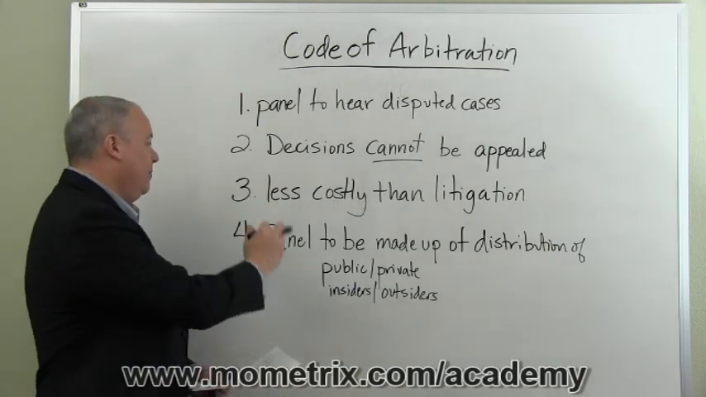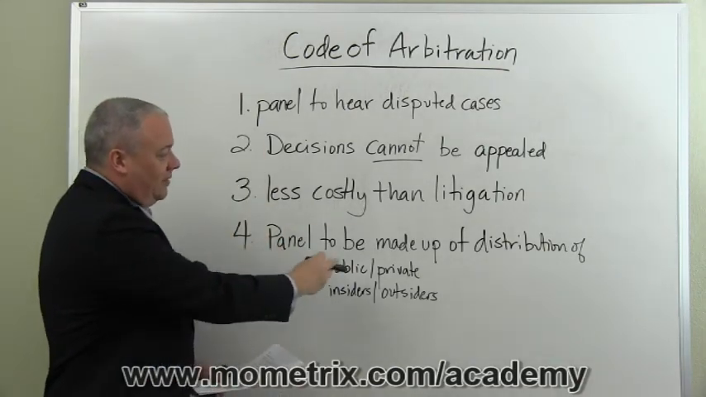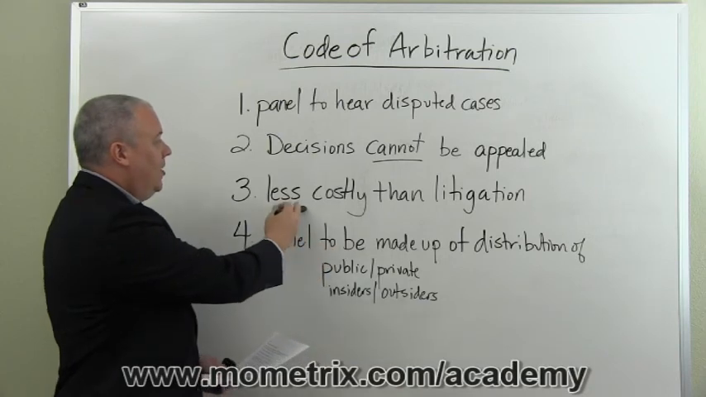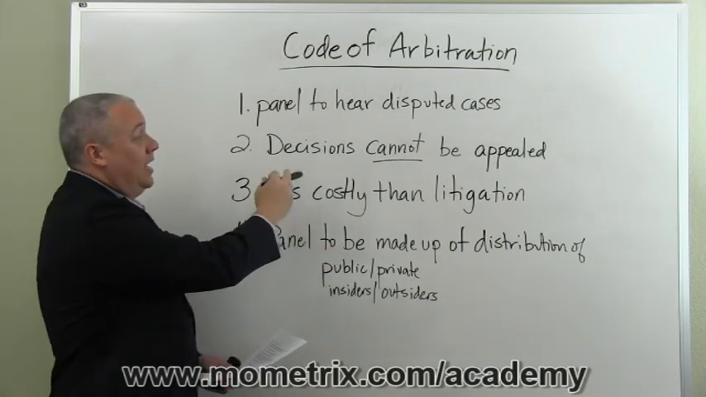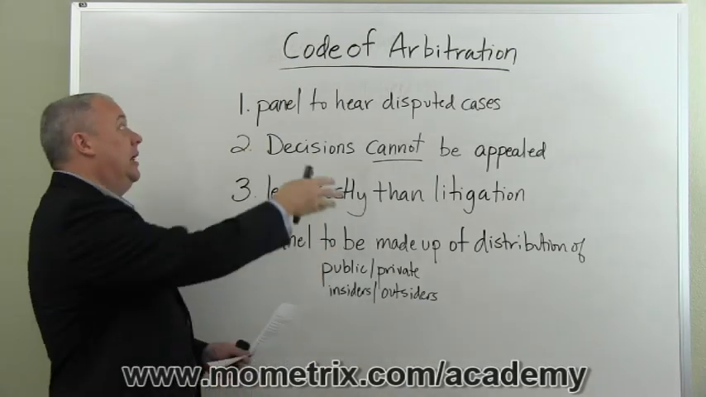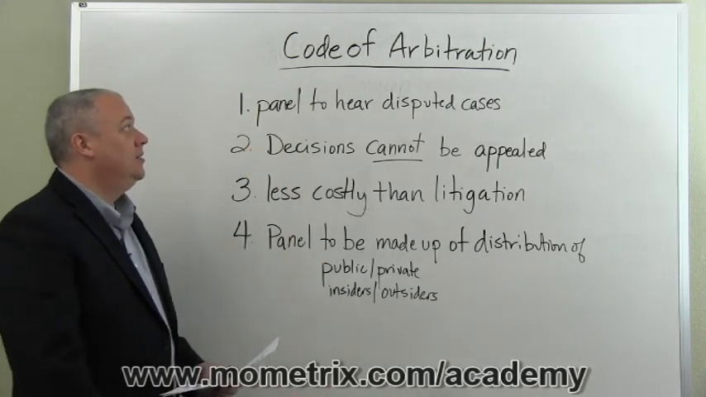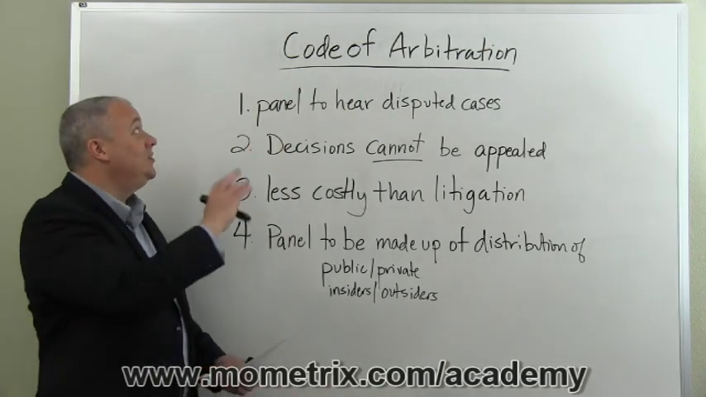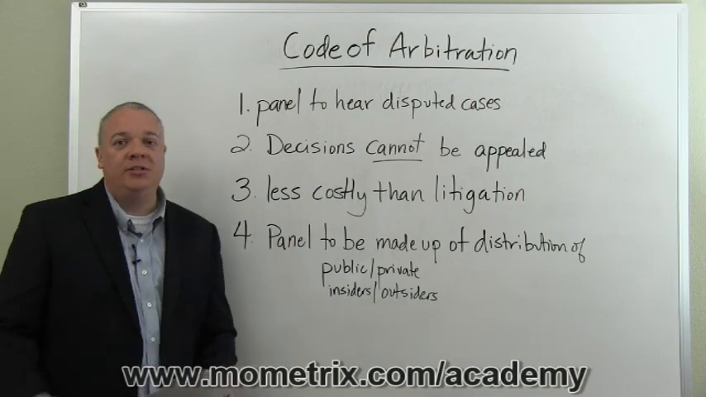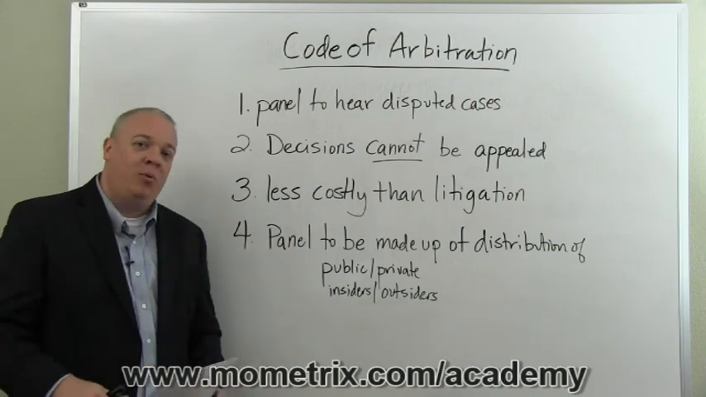So basically with this Code of Arbitration, you get a panel of a diverse group, less costly than litigation. The decision cannot be appealed, so you get resolution and finality. And it's a panel then that hears the disputed cases. This is the basics of the Code of Arbitration. There's more that can be said, but I just wanted to hit the high points today.